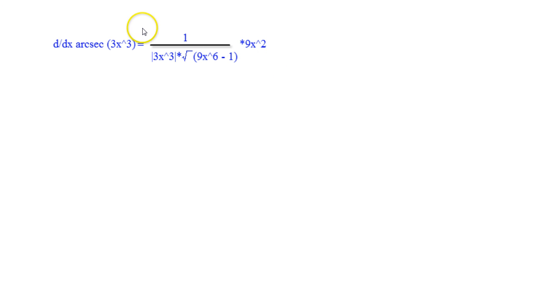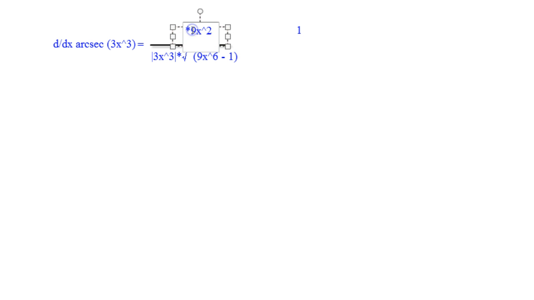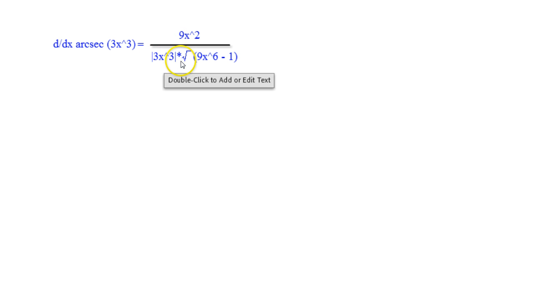Now, what we can do is we can get rid of this 1 up here because we're already multiplying it by there. We can get rid of this times, and this just is replaced as 9x squared over the absolute value of 3x cubed times the square root of 9x to the 6th minus 1.